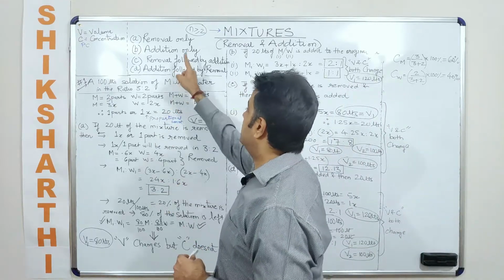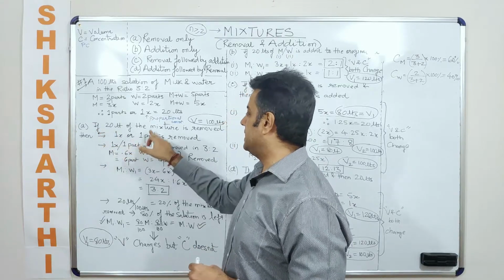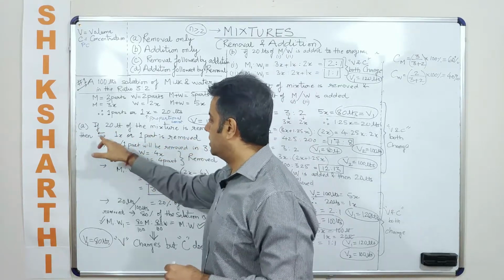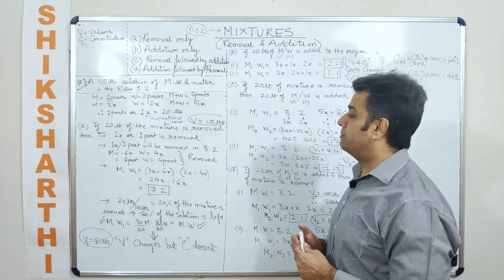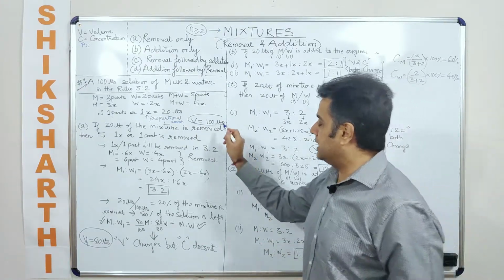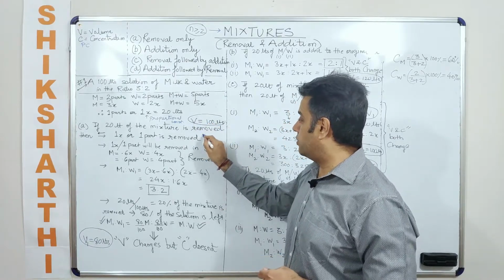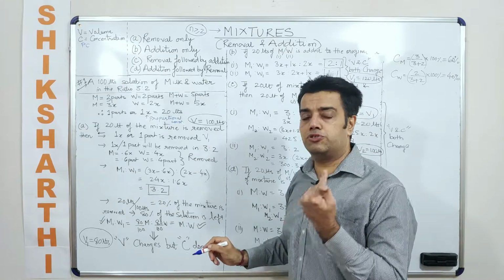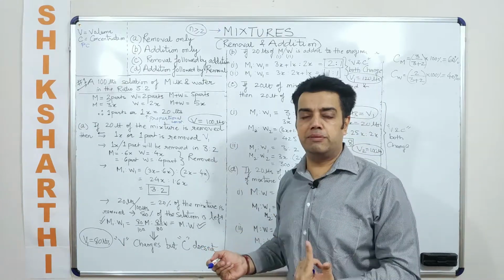In the first case, we are only talking about removal. So I'm assuming that if 20 liters of the mixture is removed, then what is going to happen? The initial volume denoted by V is 100 liters. Can I say now V1? V1 refers to the first operation that has been done, and here there will be only one operation.